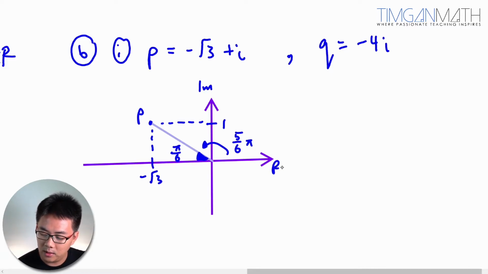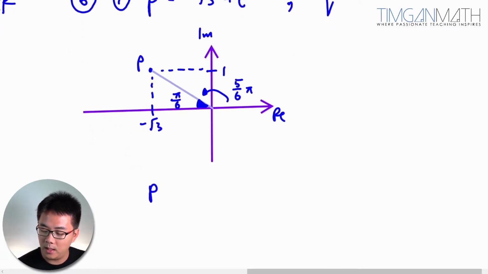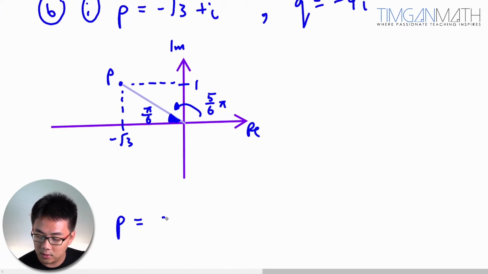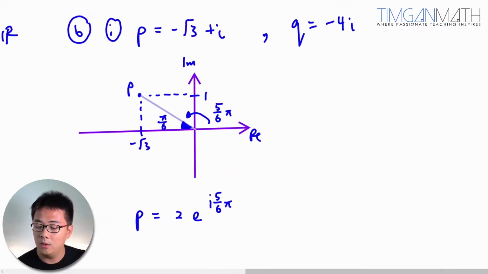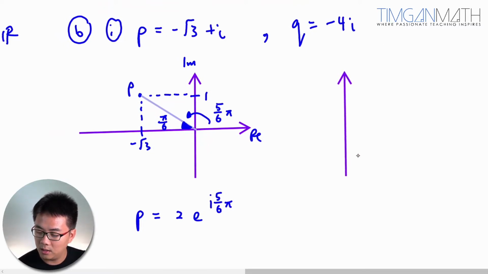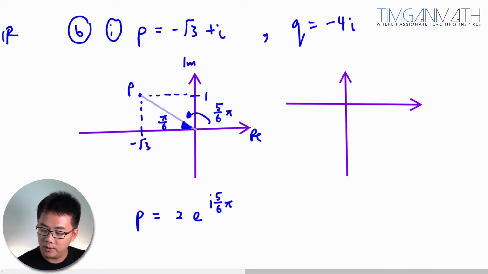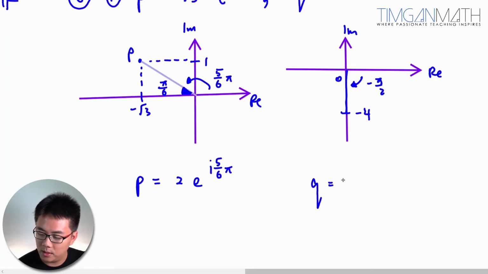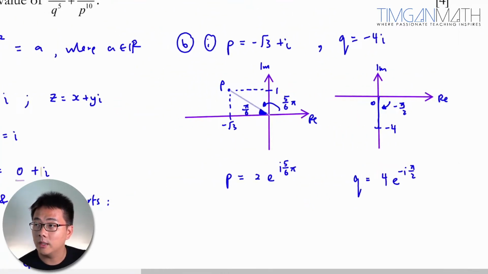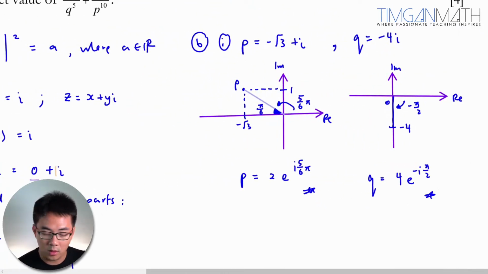Okay. So in other words, the modulus is pretty straightforward. It's just 2, right? So P is just 2e^(i 5/6 pi). Then for Q, this negative 4i would just be here, which is actually just negative 4 here. So this is negative 4i, minus pi over 2, imaginary part and real part 0. So Q would just be 4e^(i negative pi/2). Alright, so that's the two questions here.